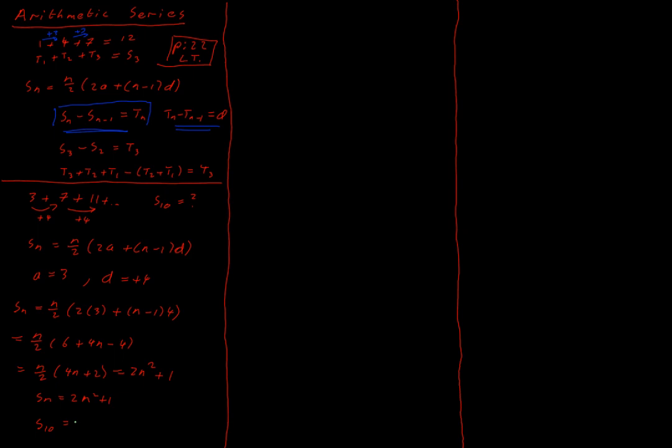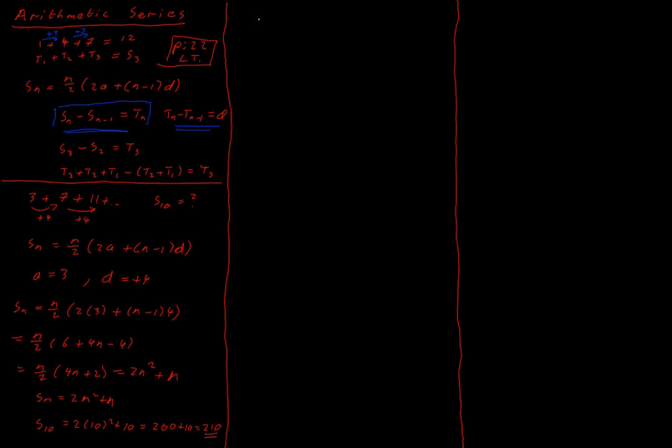S of 10 is going to be equal to 2 times 10 squared plus, sorry, that should say n. My apologies. Multiply each of those in and you'll end up with 2n squared plus n, plus 10. So I end up with 200 plus 10, which is equal to 210, is my S of 10. So that is one style of question that I could ask. That's the most basic form of question that they could ask me.